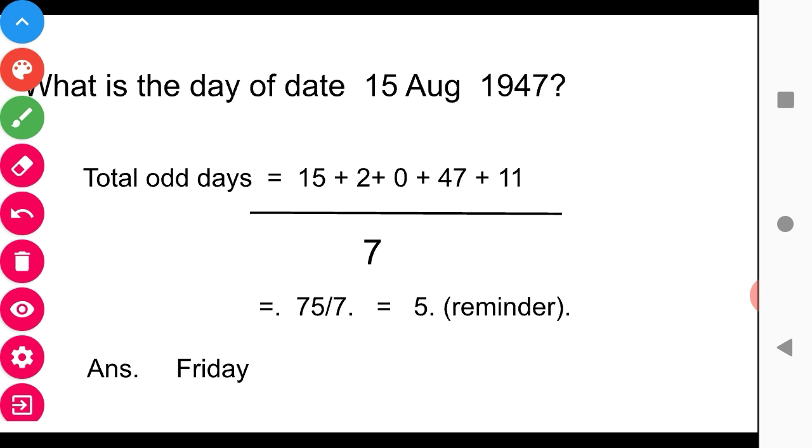Here for 1947 we have already calculated up to 1900. So for 47, how many leap years are there? We have to divide 47 by 4: 1904, 1908, 1912 up to 1946. The total number of leap years we get is 11. These leap years are separated and added in the extra, in the last. So we need not think about the leap years here. Okay.